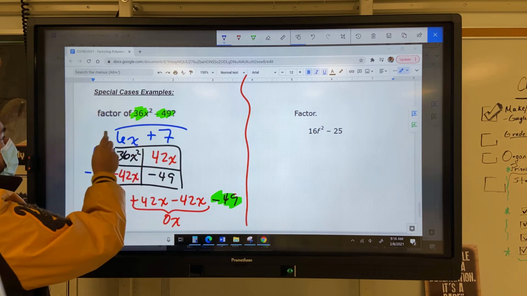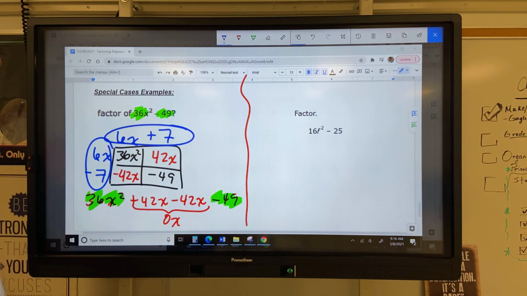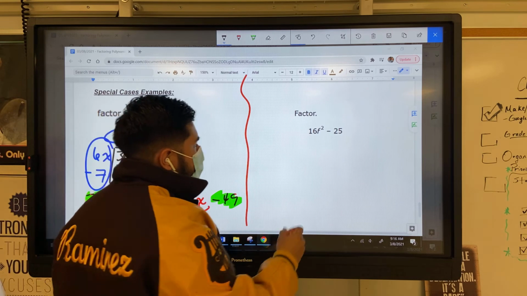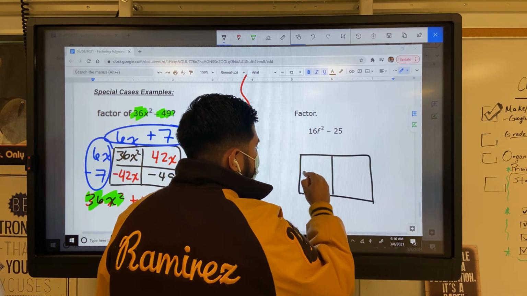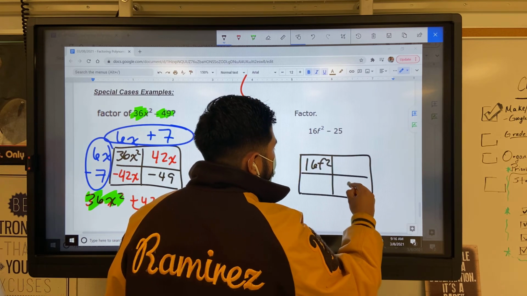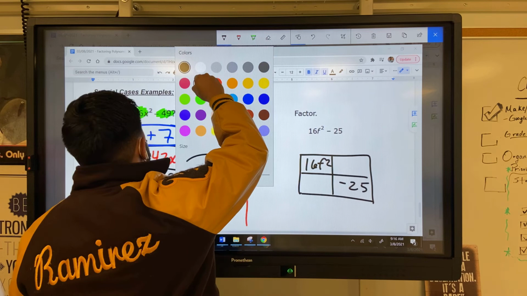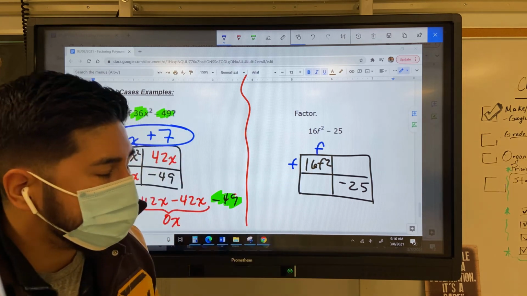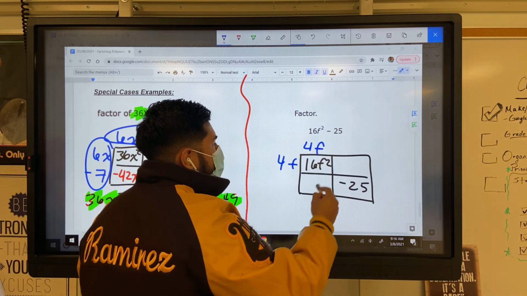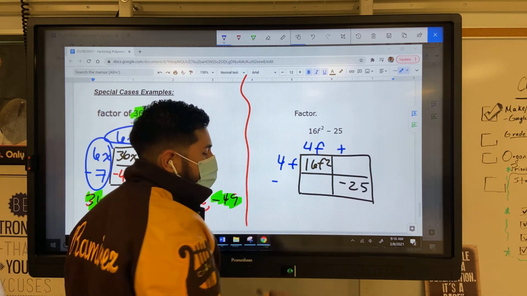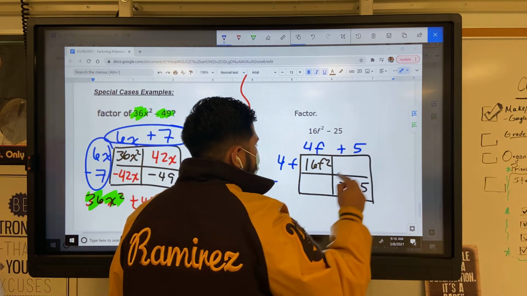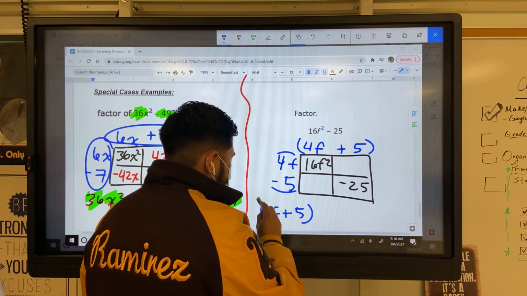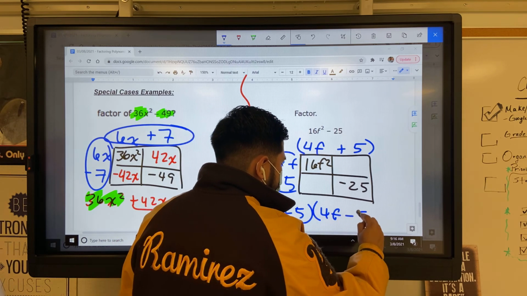So what is my answer? 6x plus 7, 6x minus 7. And that's it. So if we do this one over here real quick, we don't need to prove it, but I just wanted to show you what should be my answer. Box real quick. 16f squared negative 25. What numbers, I'm sorry, f, what numbers give me 16? 4 times 4. Positive, negative. What numbers give me 25? 5 times 5. Boom, boom. 4f plus 5, 4f minus 5. And that's it.